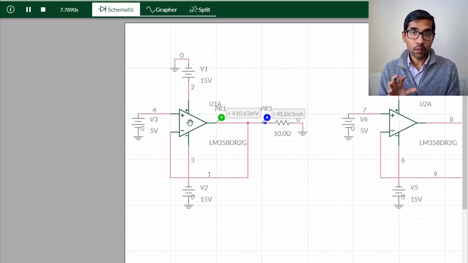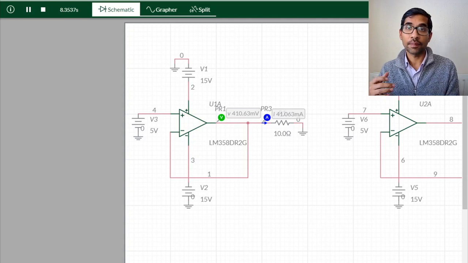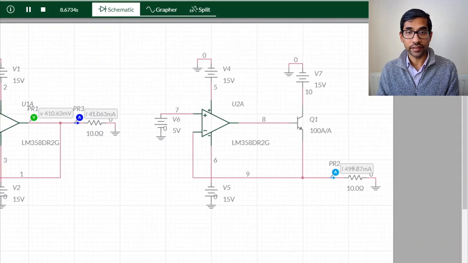Now what I want to talk to you about is how a transistor can help in supplying the additional current that is required. So let's take a look at this. This is a very similar circuit, okay? And what I've done is at the output, I've connected a transistor here, and the load is now connected at the output, at the emitter of the transistor.